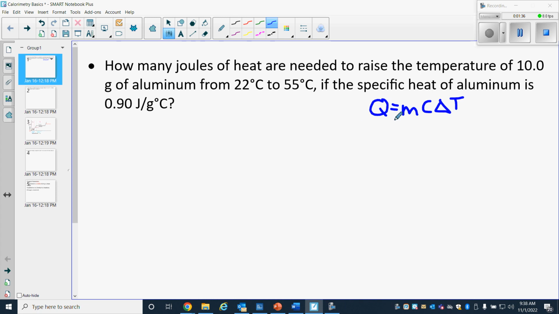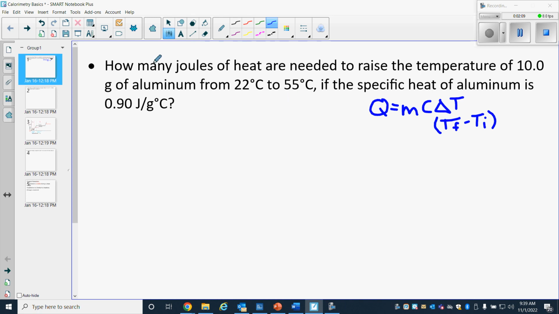So Q is referring to heat. That's going to be measured in joules. M is going to be your mass. C is your specific heat. And delta T is your change in temperature. And wherever we're doing our change in temperature, as with the previous video, you always do the final temperature minus the initial temperature. That way you have it noted if the temperature change is positive and increasing or negative and the temperature is decreasing.